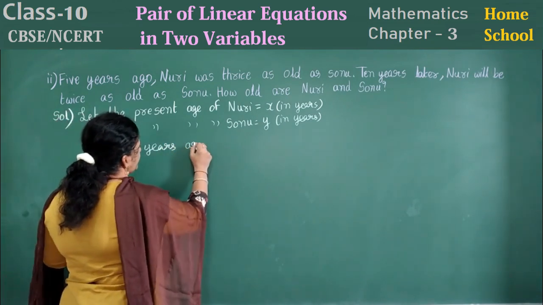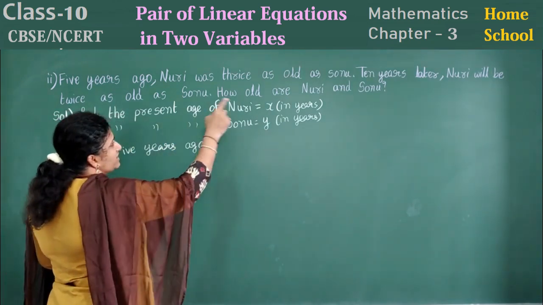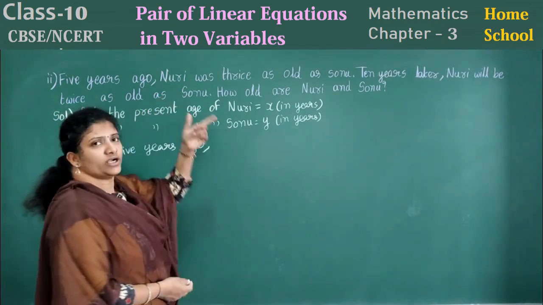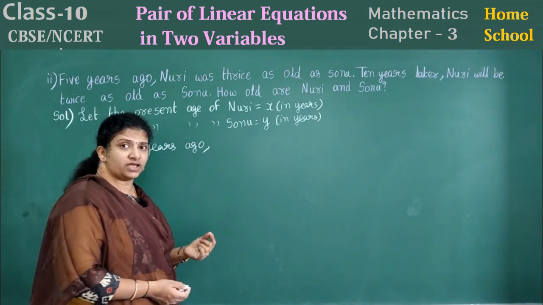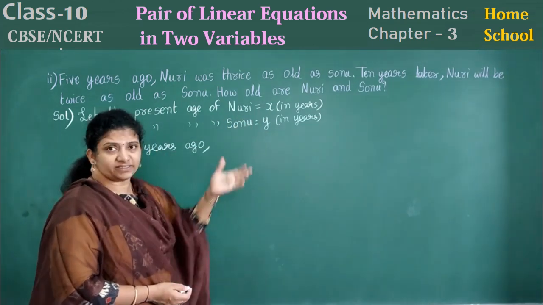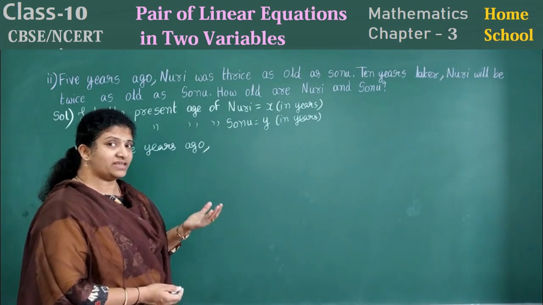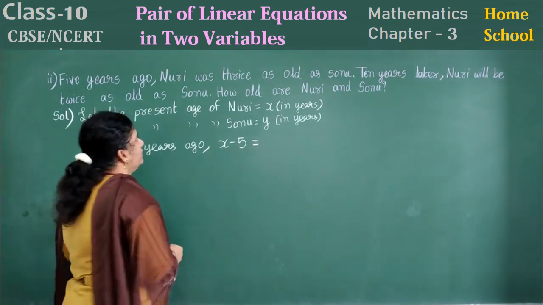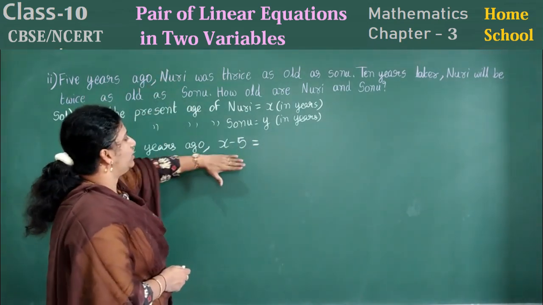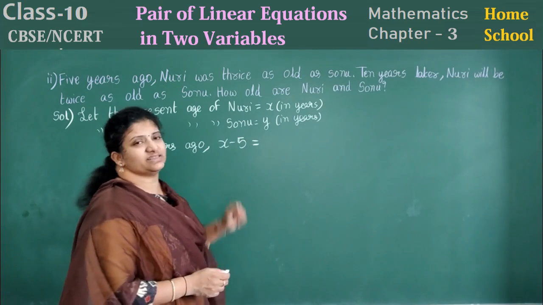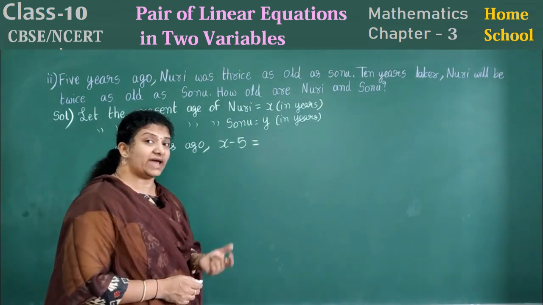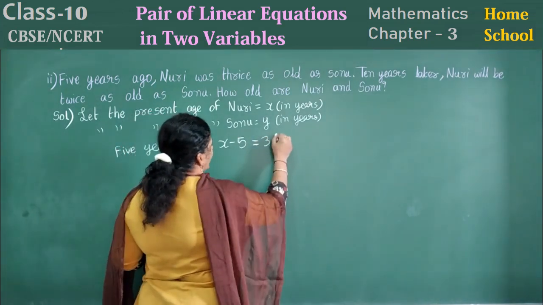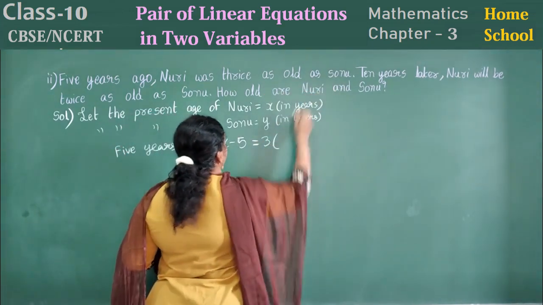5 years ago, Nuri was thrice as old as Sonu. 5 years ago, what is Nuri's age? 5 years ago, Nuri's age means present x. Before 5 years, x minus 5. Right? Now, 5 years ago, Nuri was thrice. Thrice, twice you should know. Thrice, 3 times. Thrice as old as Sonu.